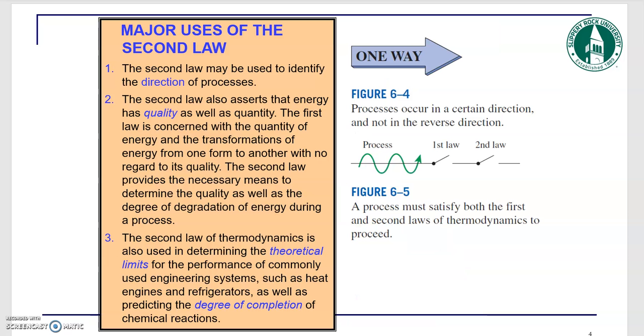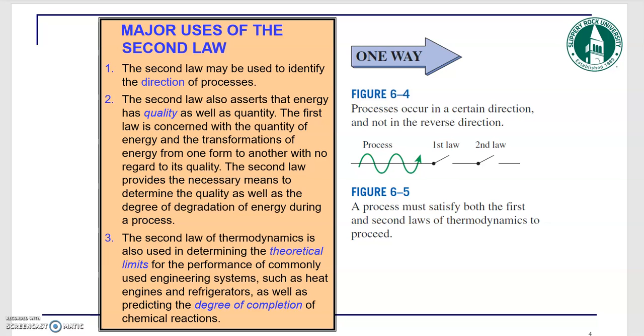So the second law of thermodynamics will talk about the direction of the processes. It will talk about the quality of the energy. So not all the energies have the same quality. We will mention that the high temperature systems have a better quality energy compared to low temperature systems. And it will talk also about the performance of different devices and how much they are limited in terms of performance.